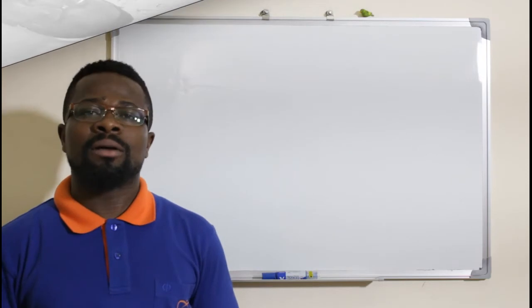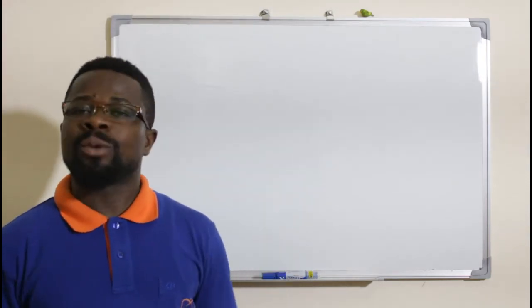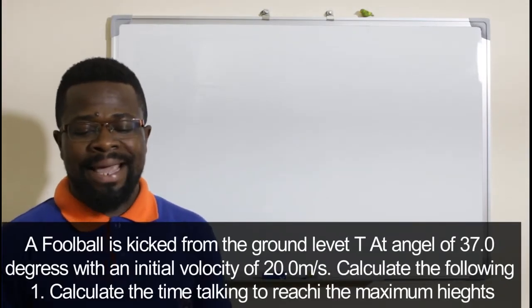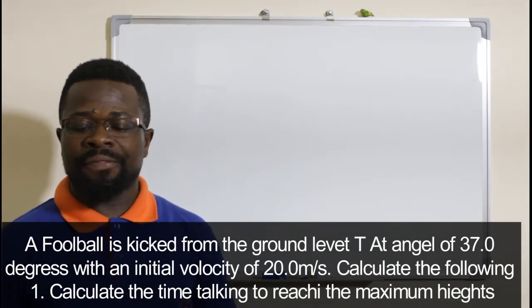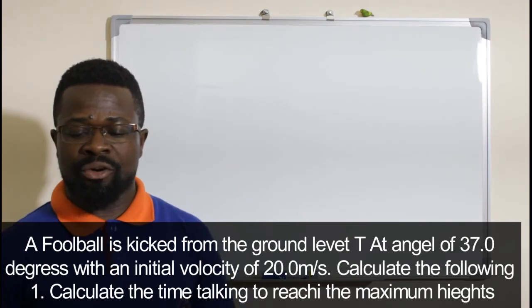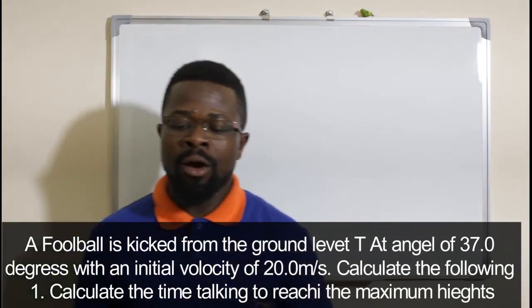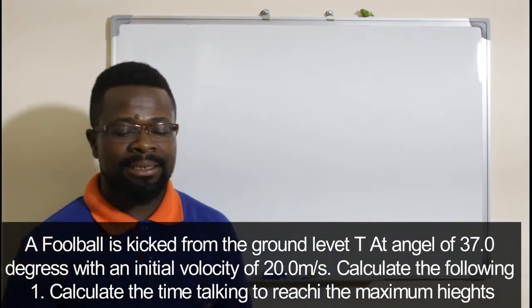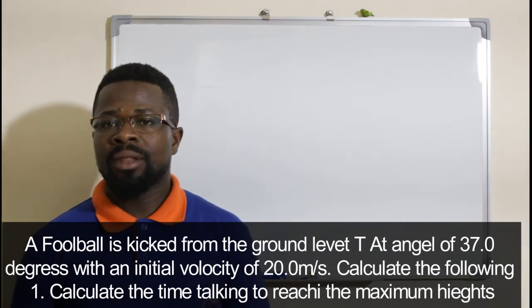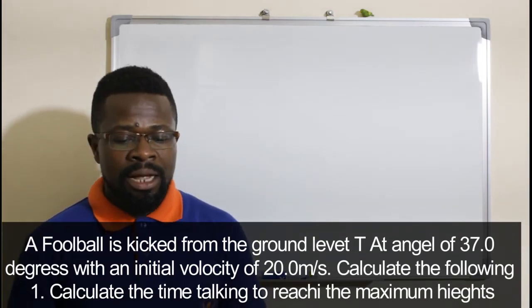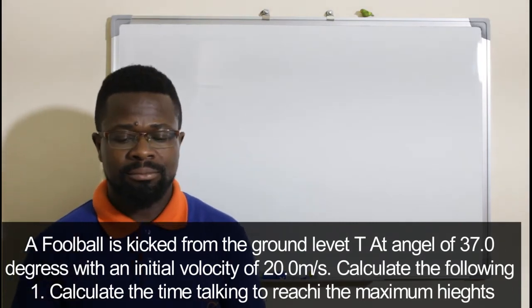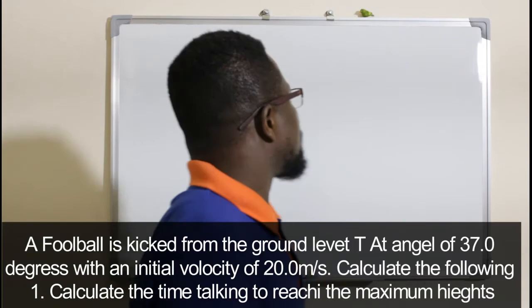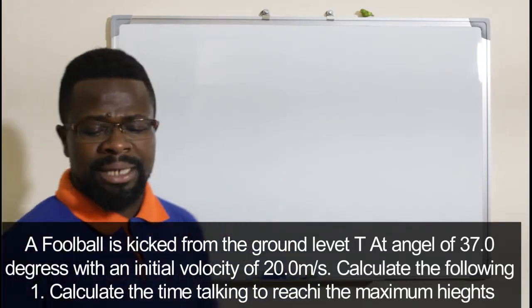Alright, so now let's solve the next question. The next question says, a football is kicked from a ground level at an angle of 37.0 degrees with an initial velocity of 20.0 meters per second. Calculate the following. And the first one says, calculate the time taken to reach the maximum height. Right. So we want to find the time taken to reach the maximum height.